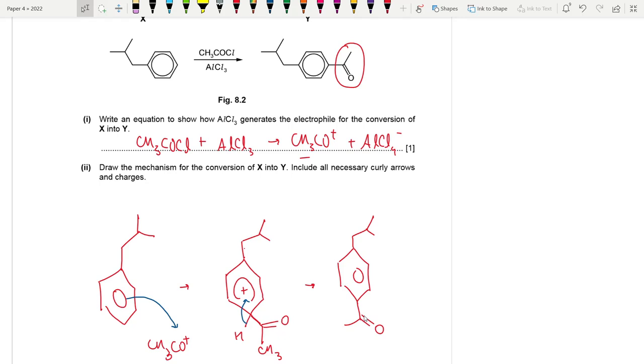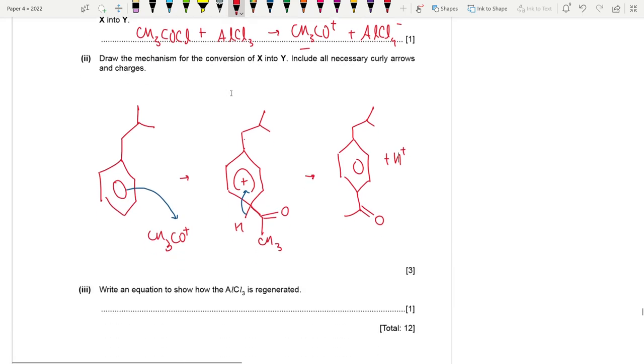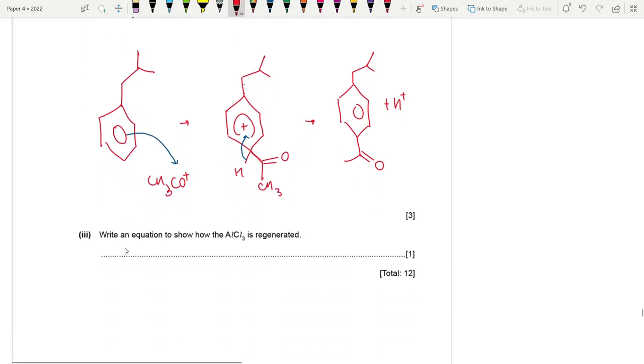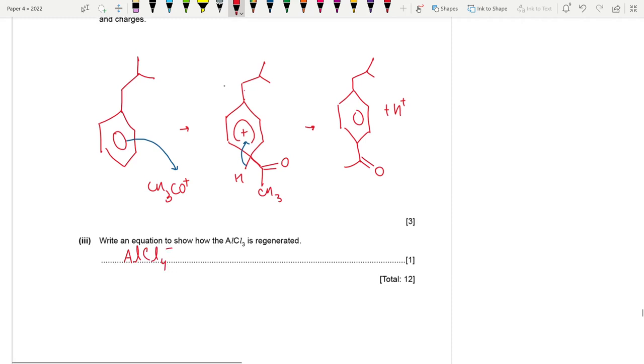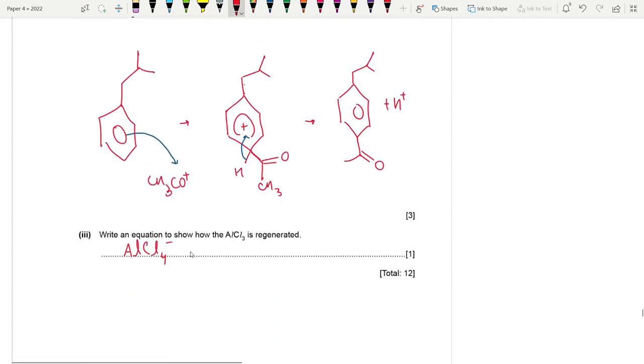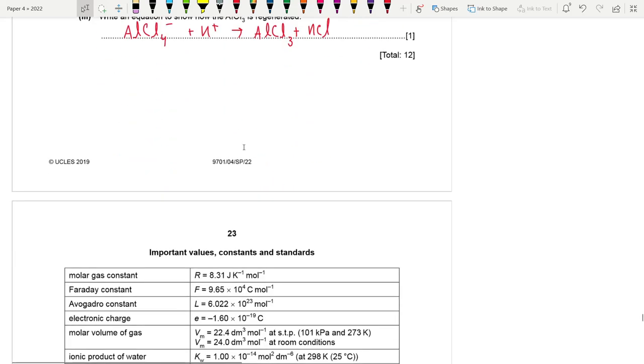And think about it. The H+ that was sacrificed in the second step is released. How is AlCl3 regenerated? Basically, remember we had AlCl4- at the beginning, from the production of the electrophile. This will react with the H+ to form AlCl3 and HCl as a byproduct. So that's it. If you have any other questions, let me know.